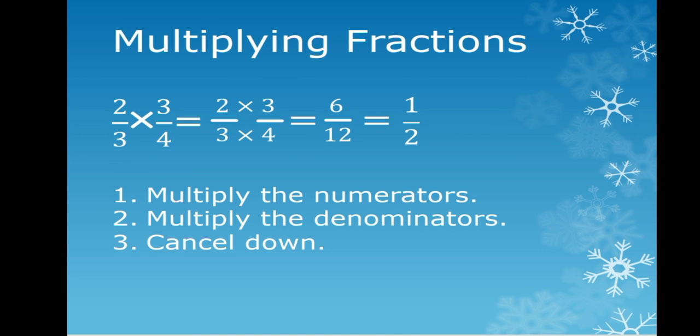First is multiplying fractions. You have to multiply all the numerators separately and all the denominators separately, and then if the cutting is possible, you can do the cutting and bring it to the simplest form. So that is the multiplication of fractions.